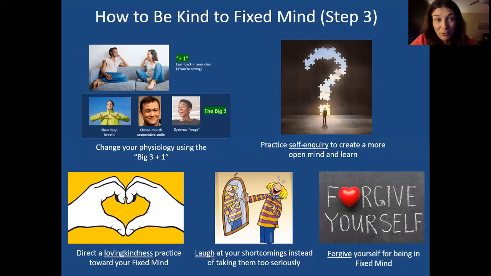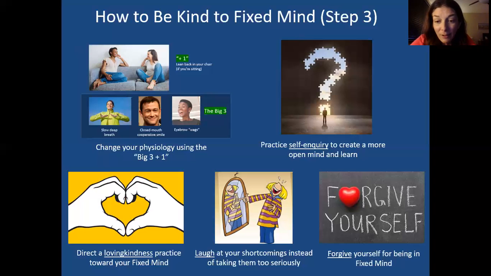All right, next thing we can do is to laugh at our shortcomings or laugh at our mistakes instead of taking them so seriously. Fixed mind came about because I was taking my flaws very seriously, because I thought it was the end of the world, because I thought, oh my God, this feedback means I did something wrong and that's terrible. So what if I flipped it around and laughed at myself instead? Oh, there I go again, not knowing everything. This loosens it up even more and helps us be more flexible.